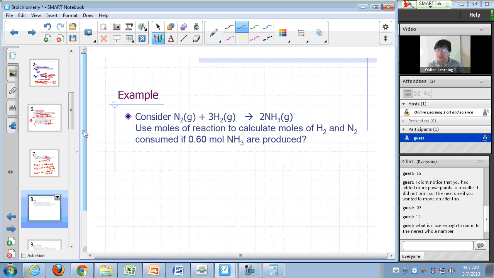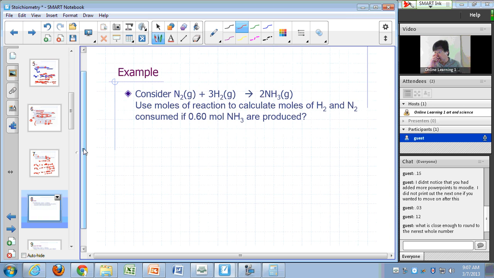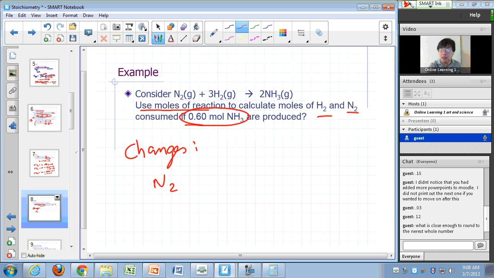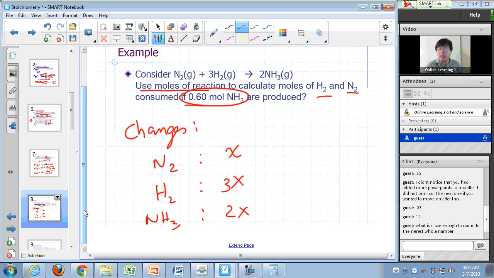Okay, and let's illustrate how we can use that strategy to answer this question. This one says, use moles of reaction to calculate moles of hydrogen and nitrogen consumed if 0.6 moles of ammonia are produced. So our changes would be, for N2, equal to X moles, for H2, 3X moles, and for NH3, the change would be 2X moles, if X is the moles of reaction.